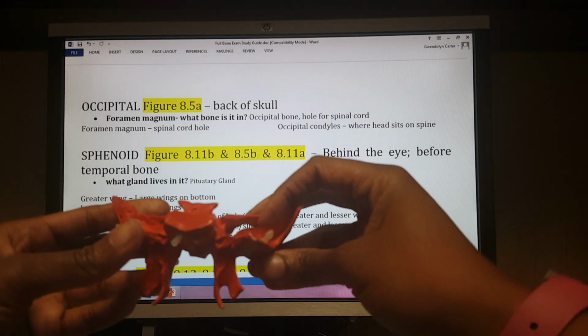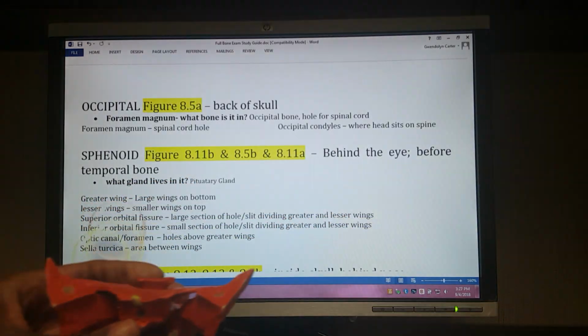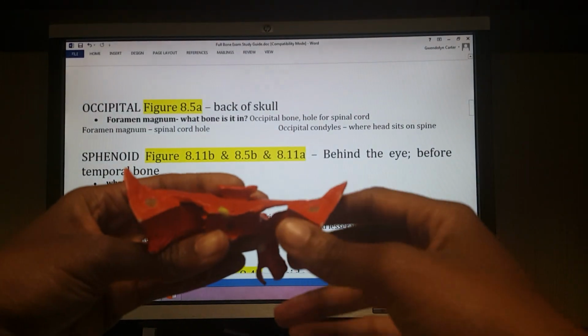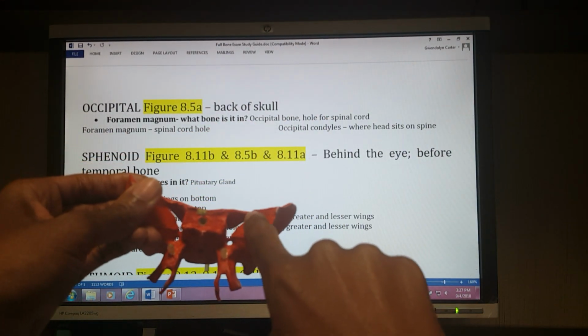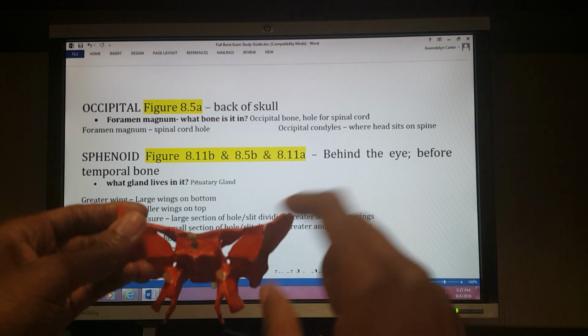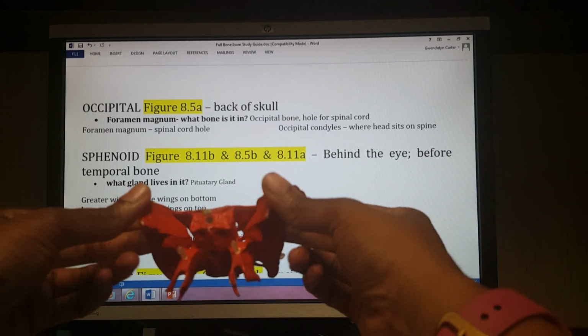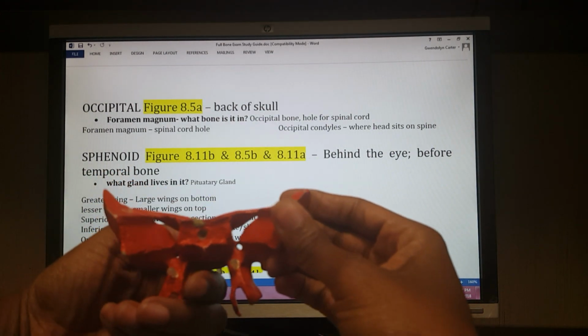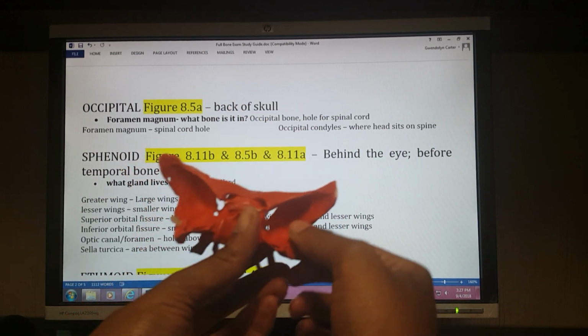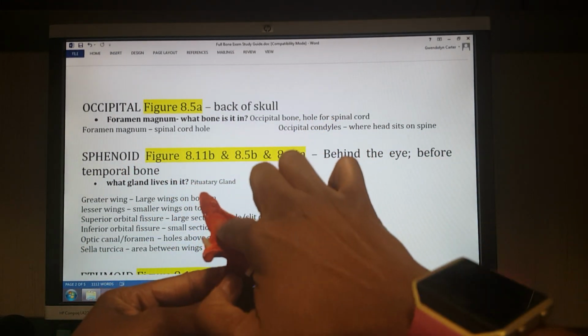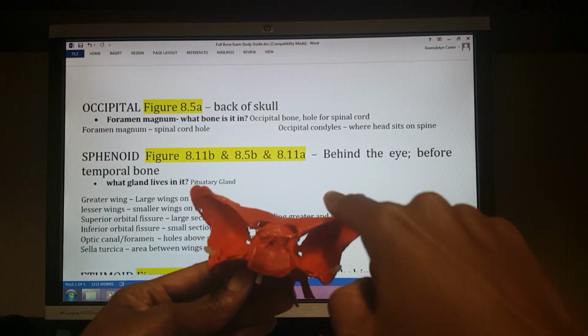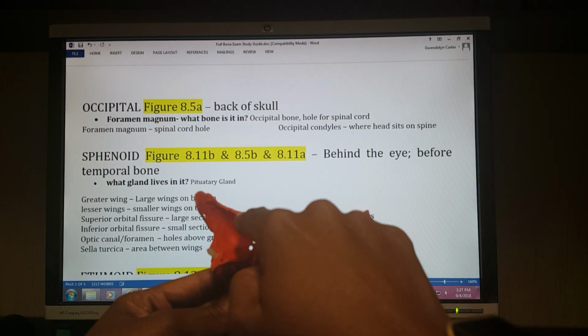If I'm looking at the back of it, here's our frontal view. This is the back part of the eye socket, so one of your eye socket bones, hint, hint. We have the larger wings on the bottom. It's actually easier to see this if I flip it around. The larger ones at the bottom are your greater wings. The lesser wings are the smaller ones on top.